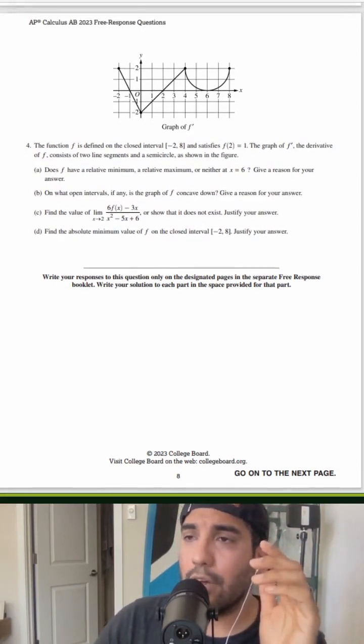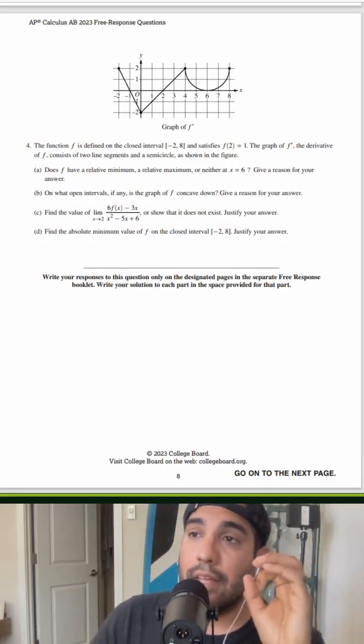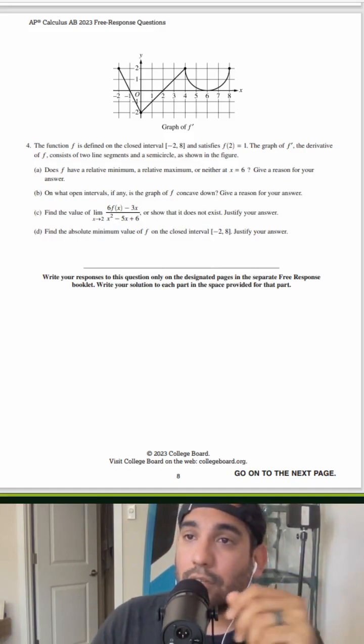So number 4, here we go. We're given the derivative of the function on the interval negative 2 to 8. And then we have one condition, f of 2 is equal to 1. That's going to be huge. The graph of f prime is given to us. So now let's go to number 2.